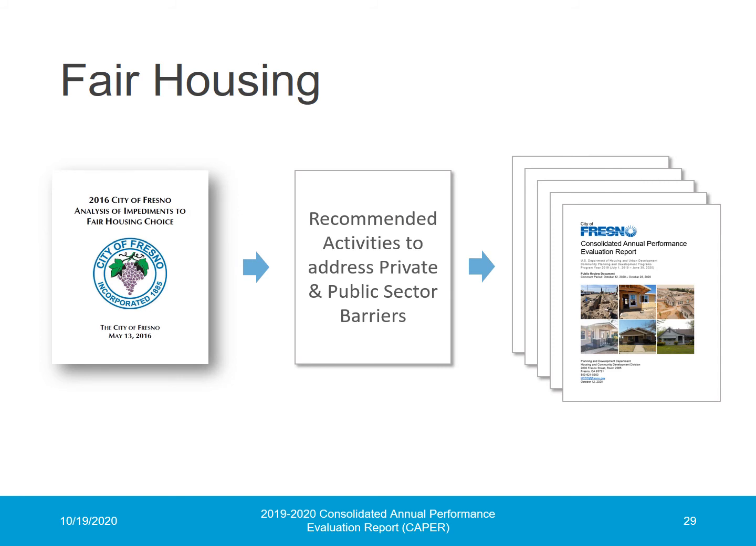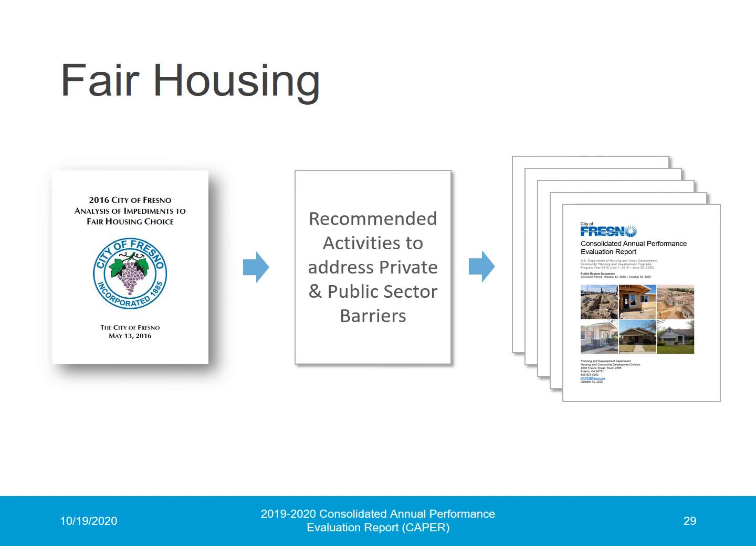The City of Fresno is also required by HUD to report on activities in support of fair housing. The city updates its Analysis of Impediments to Fair Housing Choice, or AI document, through an analysis and public participation process at least every 5 years. The prior update was in 2016.